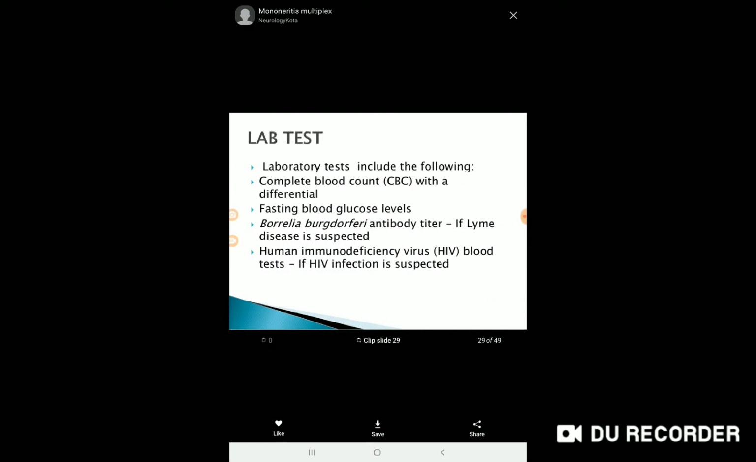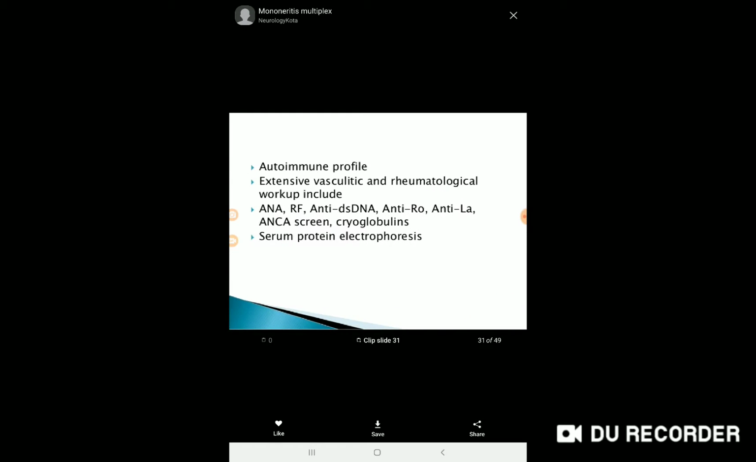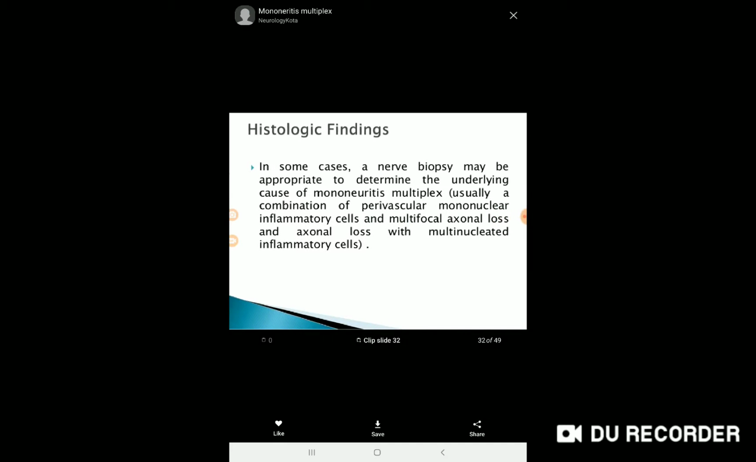And what are the tests? These are the common tests of neuropathy. We identify some common tests such as liver function, renal function test, random blood sugar, and then to identify the etiology, we can do Borrelia antibody titer, HIV test, hepatitis, and parvovirus infection level, and autoimmune profile to exclude autoimmune disease, ENA profile, electrophoresis. In special cases we can do NCS and EMG, and if needed we can do a nerve biopsy to see the inflammatory cells there.